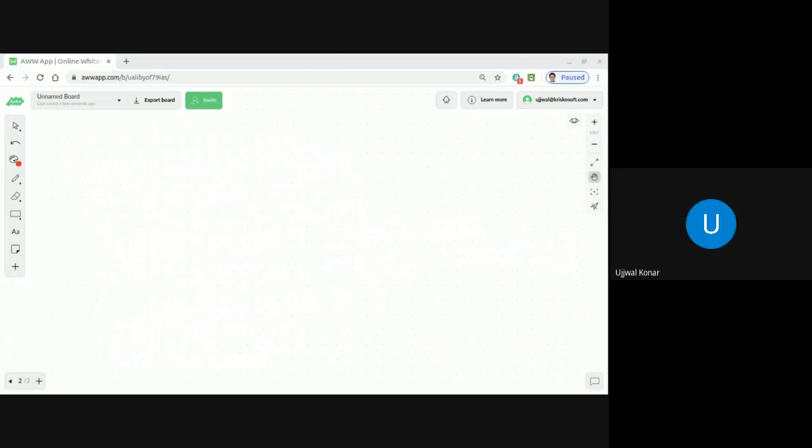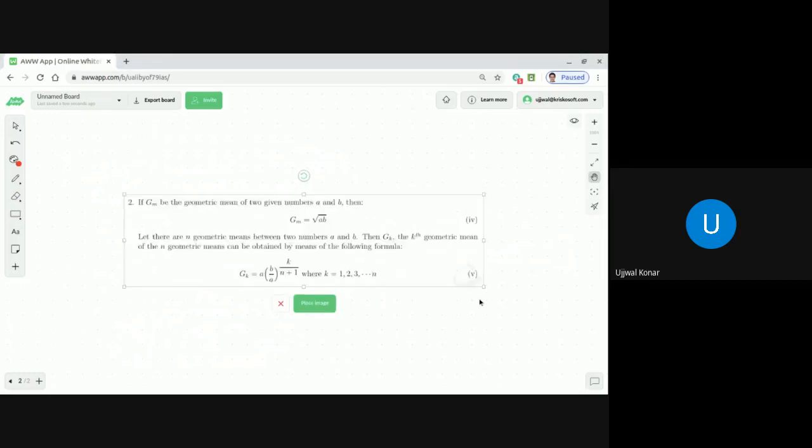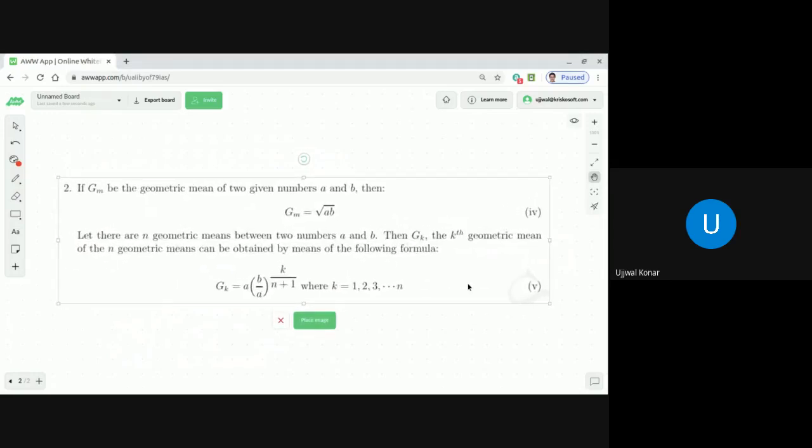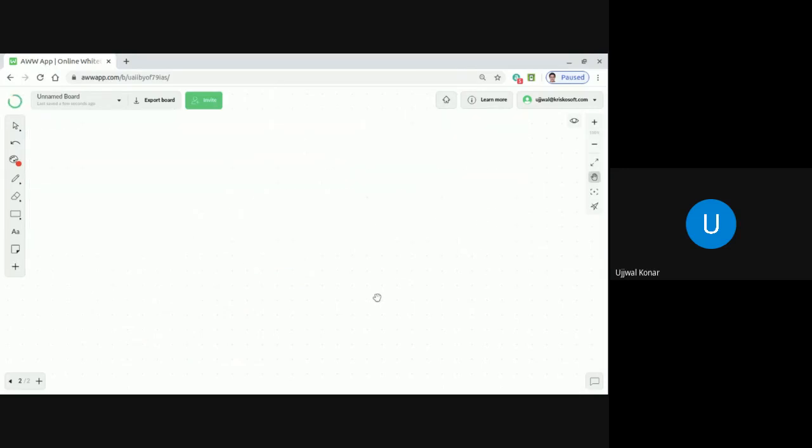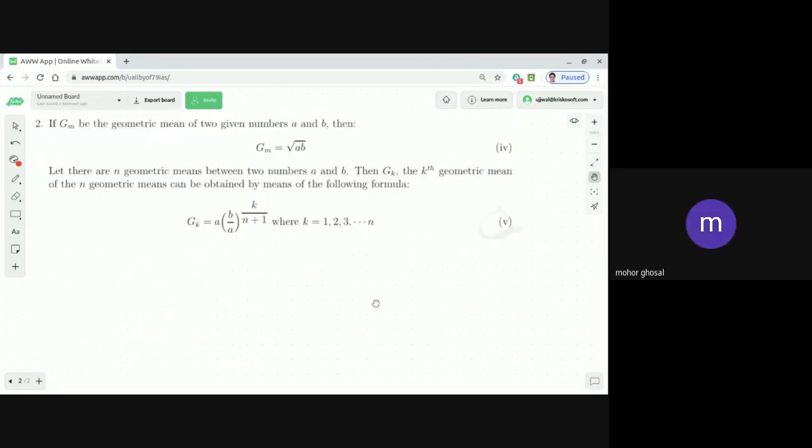Now, dear students, let's start our discussion with the geometric mean. If you recall, when we discussed arithmetic progression, we discussed arithmetic mean. As I said, if you take two numbers, A and B, what is their arithmetic mean? It is A plus B by 2, correct, no, dear students?